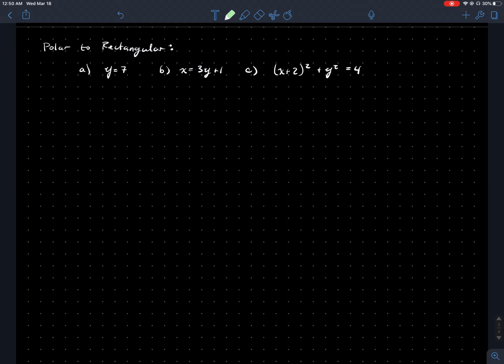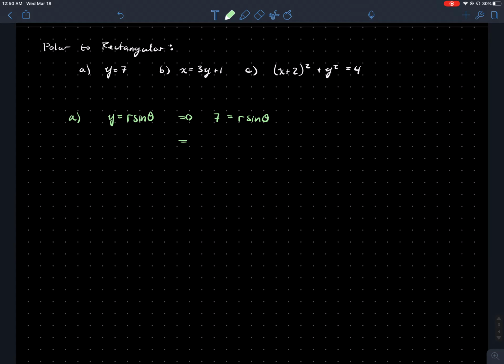So these ones are actually a lot easier. So for part A, we have y is equal to 7. Well, we know that y is equal to r sine of theta. Okay, so that means that 7 is equal to r sine of theta.